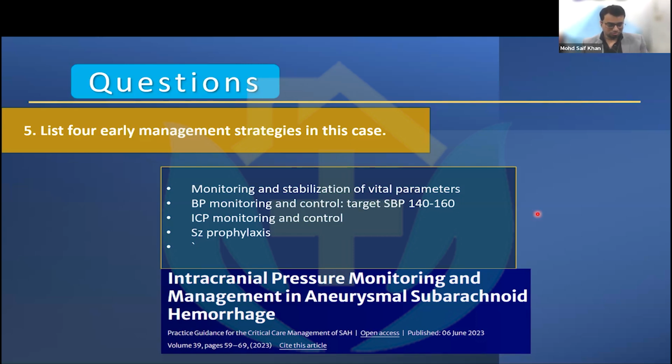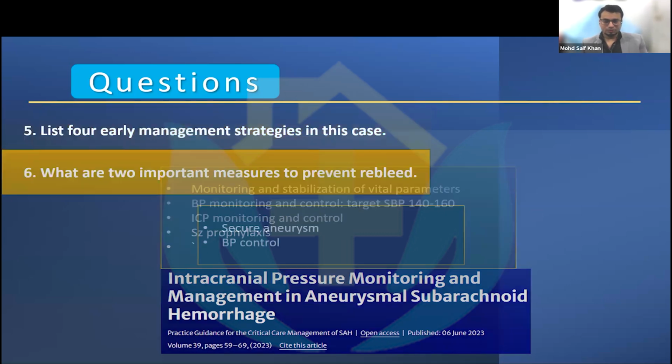Okay, so seizure prophylaxis is controversial, but there are risk factors for seizures. We'll discuss it later.